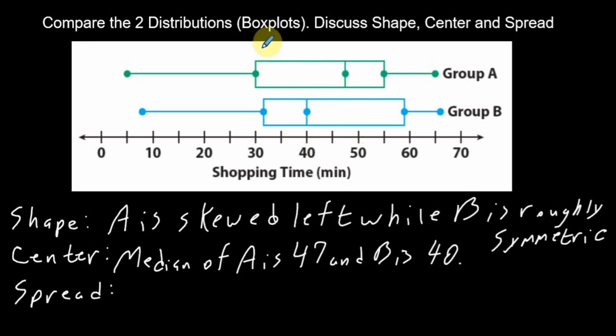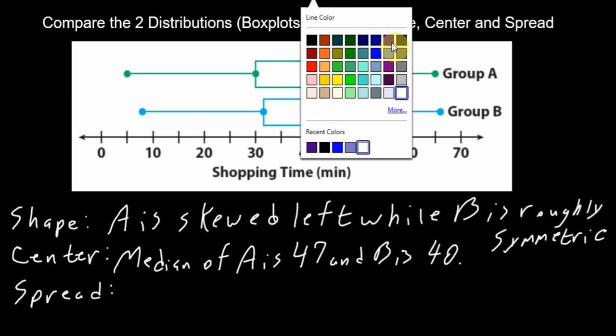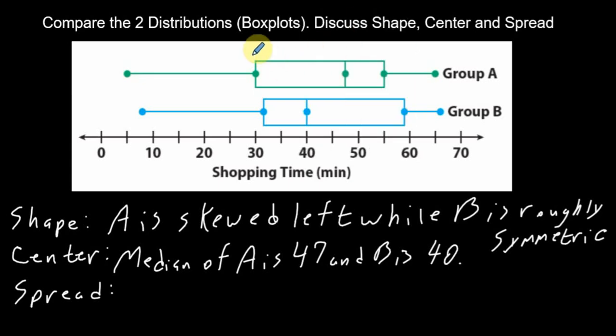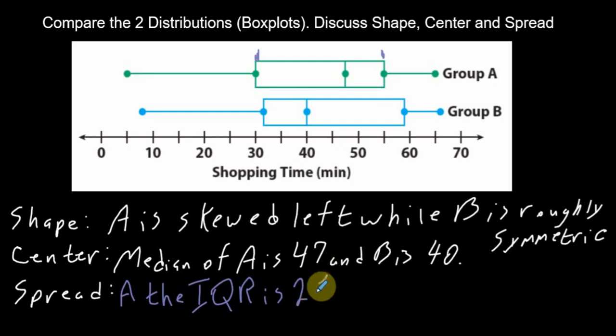And then spread, remember when you look at box plots, the best thing to look at is IQR. So for group A, we're going from about 30 to about 55. So for group A, IQR is about, say, 30 to 55. That's about 25.